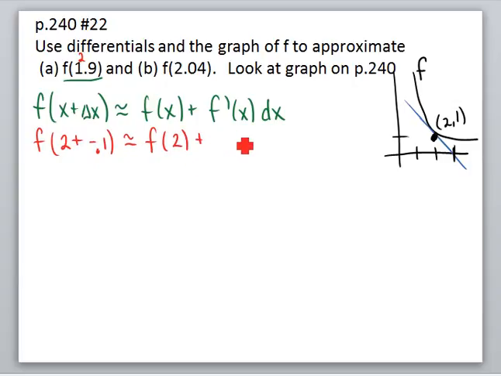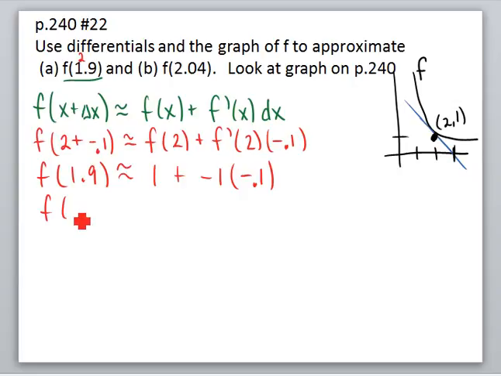So I'm going to plug 2 in for my x. And my change of x is negative 0.1, which is also going to be my dx. So 2 plus negative 0.1 is 1.9, and that's the height I want to find the function to be at. F of 2 I get from the graph. F of 2 is 1. Plus the derivative at 2 is the slope of the tangent line to the curve, which is down 1 over 1. So that means that f of 1.9 is approximately 1 plus 0.1. That gives me the approximate height to be 1.1.